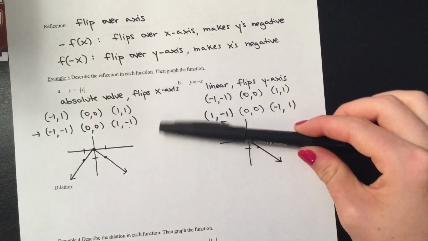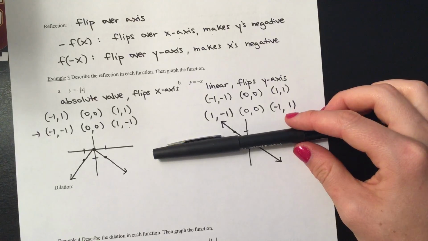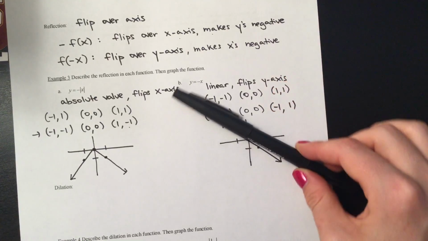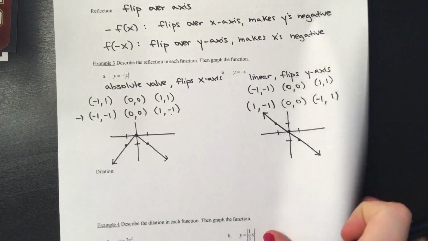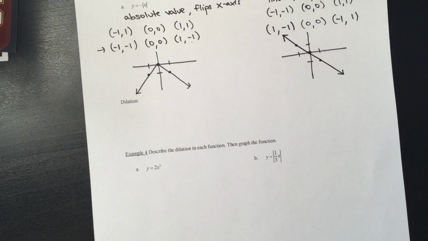Again, you could see how you could also consider it to be flipping over the x-axis because it was here and then it flipped this way. So either way you want to look at it, linear is kind of a unique situation. All right, last one, dilation. Dilation is a shrink or a compression.